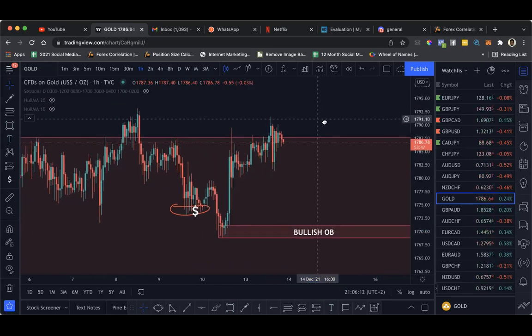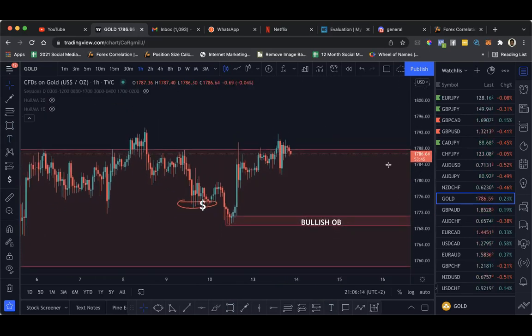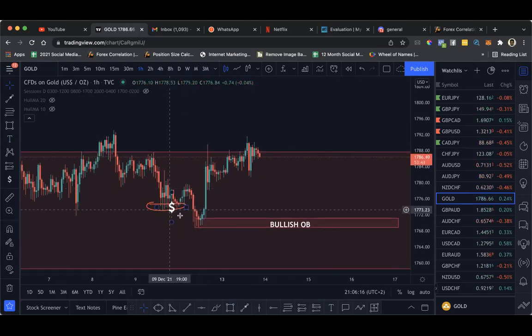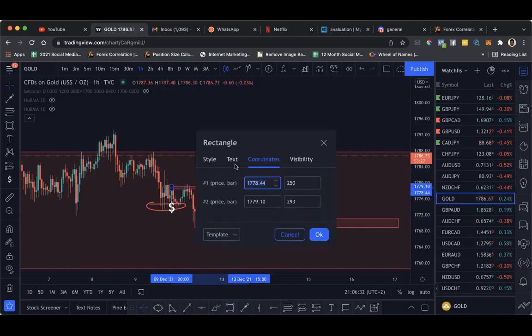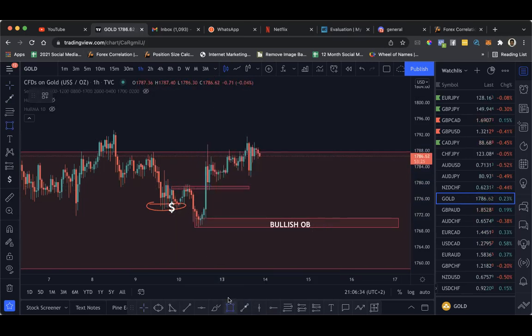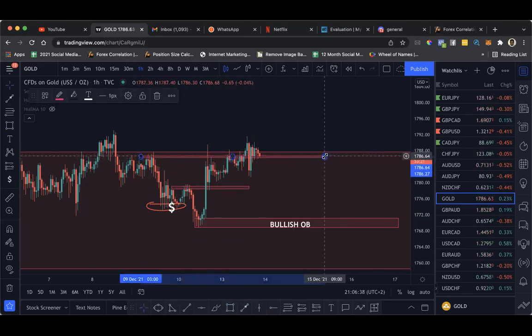Okay. How do you know it's an order block? There's a liquidity here, and then you can see the sharp move to the upside. That's broken lots of structures. So price broke this structure zone, it broke this structure, it broke this structure zone over here.